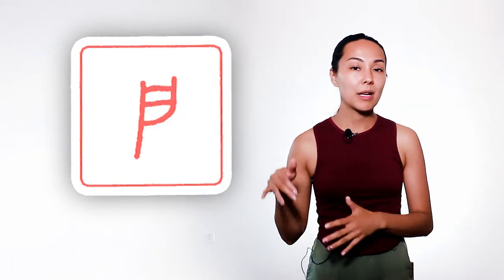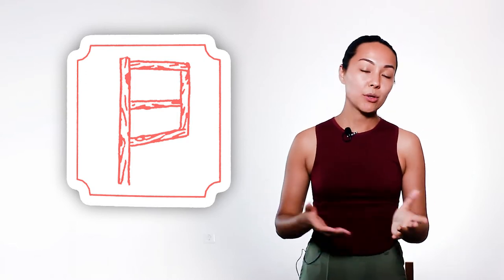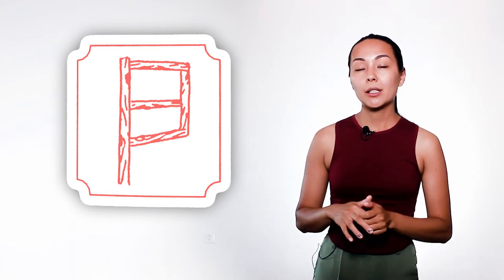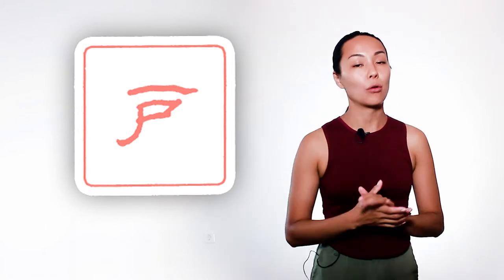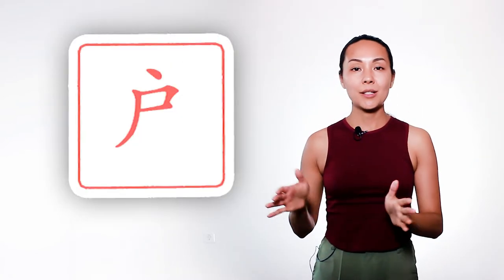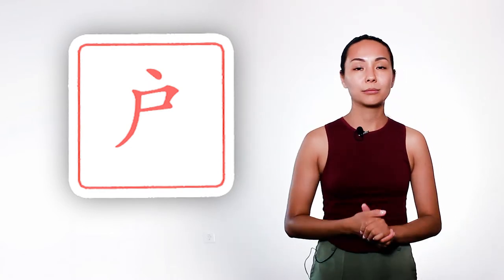And now let's study its history. As we see in the past, it was a picture of a door. And sometimes you will see another drawing from above of a building with an open door. It is simplified, yes, but we still can recognize a door in this picture. And now let's study characters with this radical.